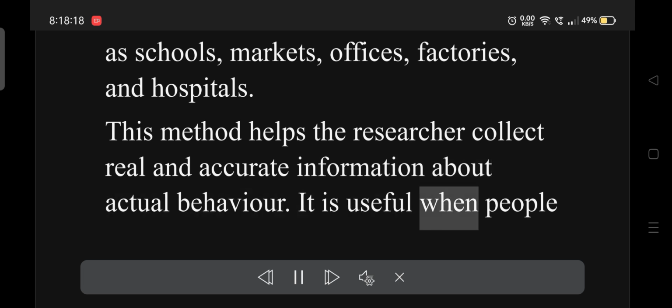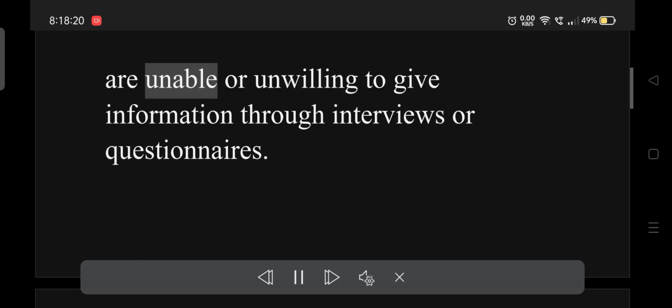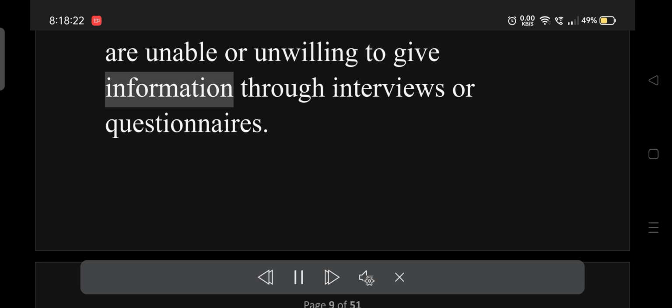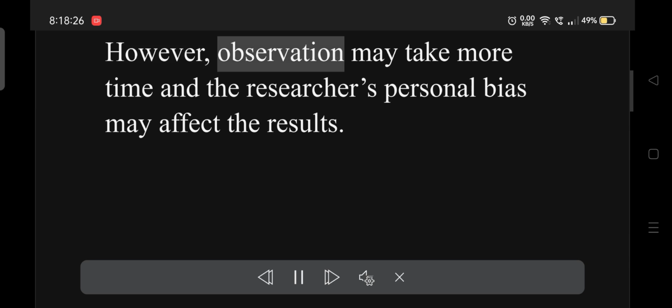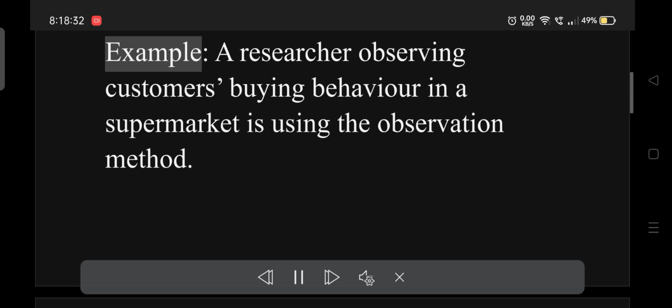This method helps the researcher collect real and accurate information about actual behavior. It is useful when people are unable or unwilling to give information through interviews or questionnaires. However, observation may take more time and the researcher's personal bias may affect the results. Example: a researcher observing customers' buying behavior in a supermarket is using the observation method.